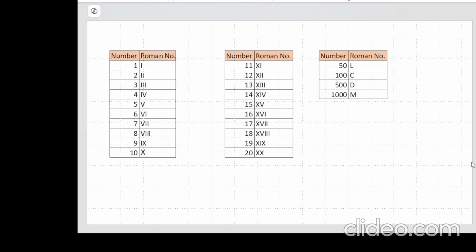There are numbers like 50, 100, 500 and 1000, where 50 will be written as L. 100 we will be writing as C. 500 we will be writing as D. 1000 we will be writing as M.